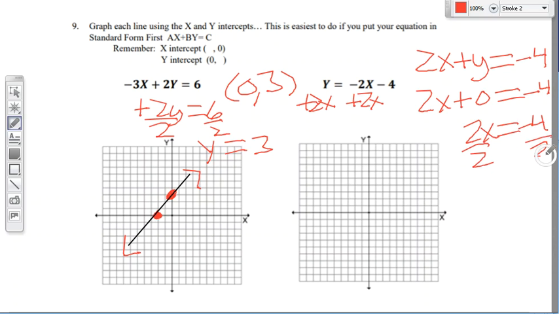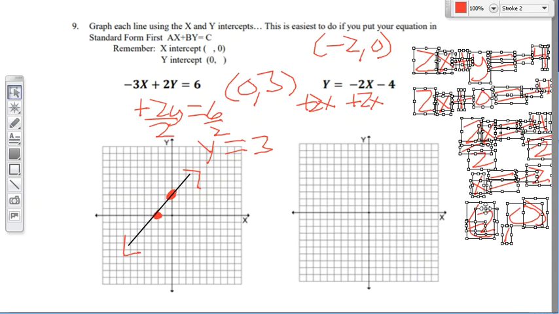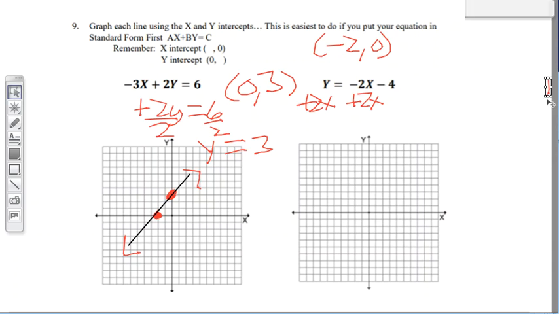Divide by 2 on both sides. So x equals -2. So when our y is 0, our x is -2. Now let's go ahead and find the y-intercept by letting the x be 0 and solve for the y.